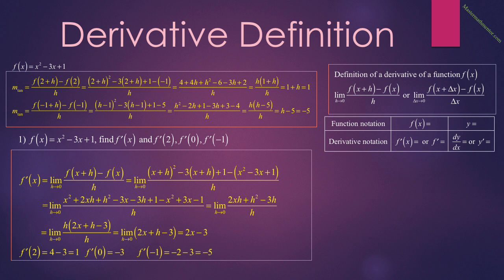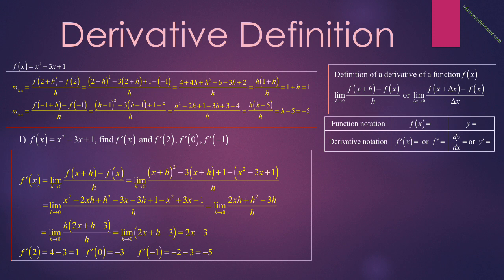What does this 2x minus 3 mean? It is a formula for the slope of the tangent line to the curve at any value of x. So if we want f prime of 2, this is simply asking for the slope of the tangent line to f at x equals 2. And by our formula, we get 2 times 2, or 4, minus 3, which is 1, which is the same result that we got in the original problem.